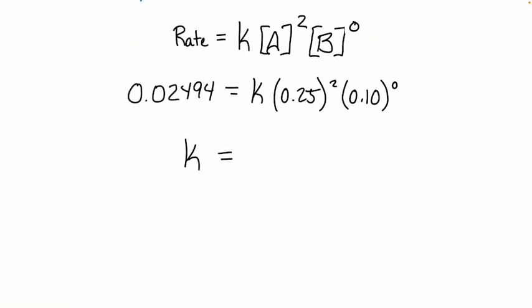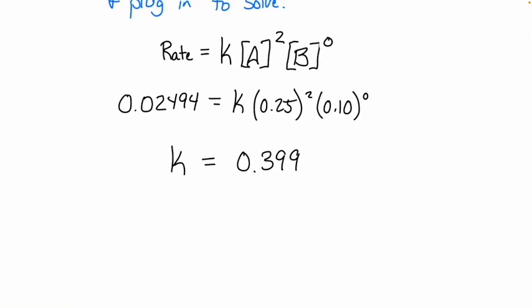So then I punch this into my calculator. My rate constant for this reaction is 0.39904. We'll cut it off there.